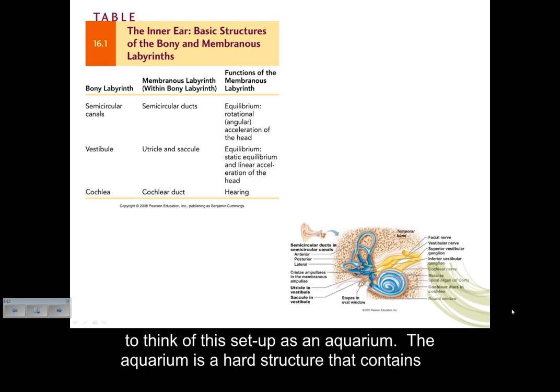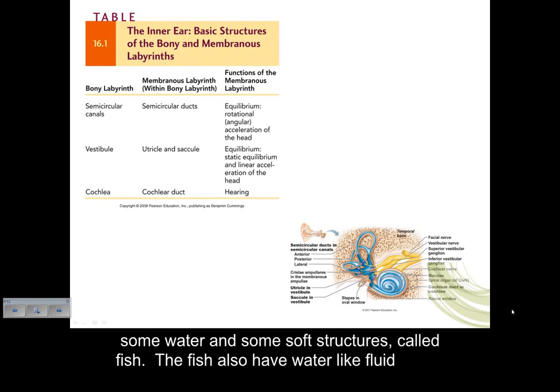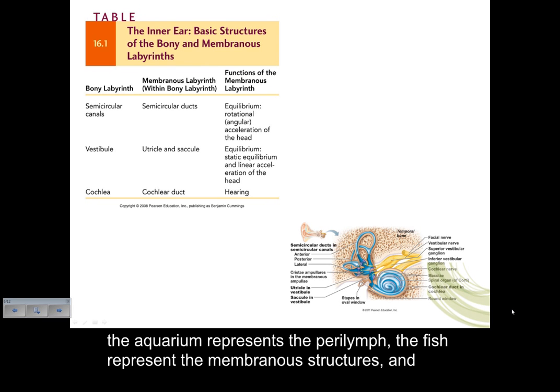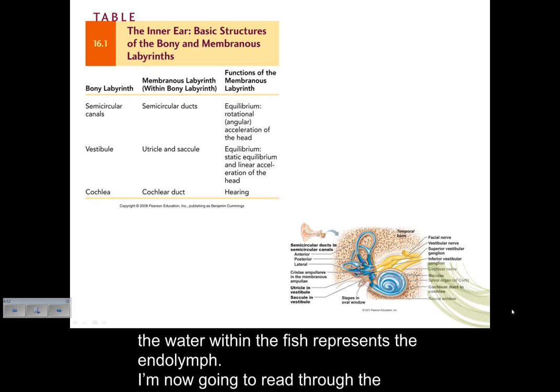I like to think of this setup as an aquarium. The aquarium is a hard structure that contains some water and some soft structures called fish. The fish also have water-like fluid found within them. The aquarium represents one of the 3 bony labyrinths. The water of the aquarium represents the perilymph. The fish represent the membranous structures, and the water within the fish represents the endolymph.